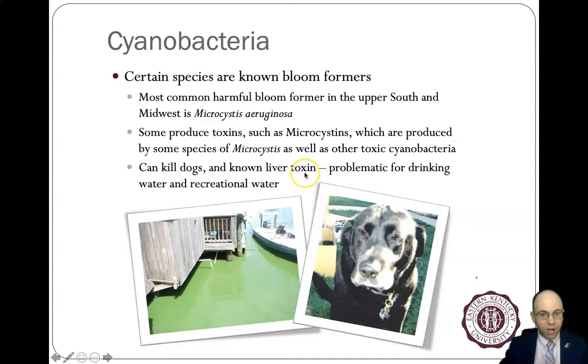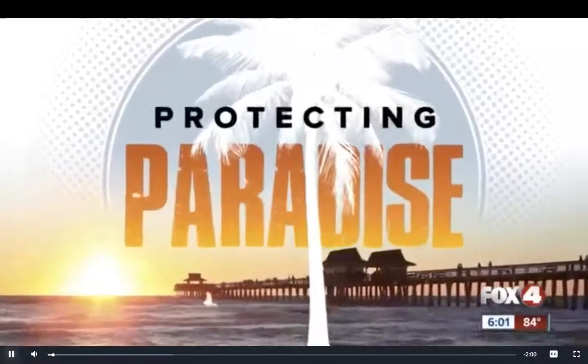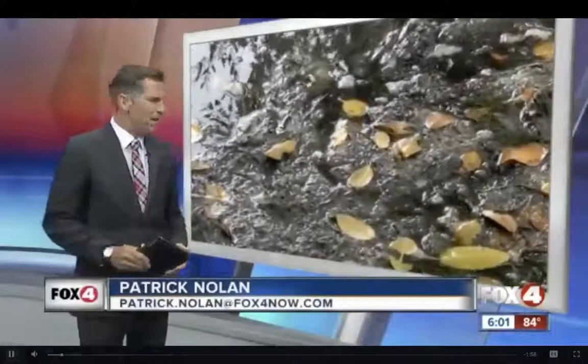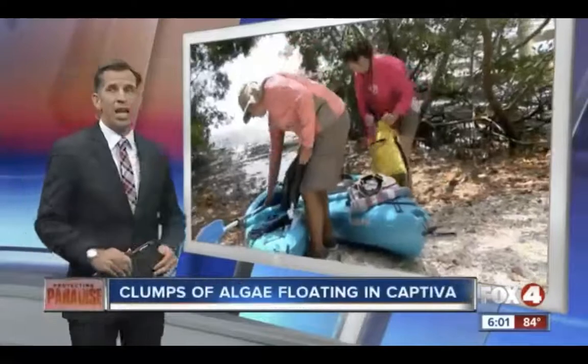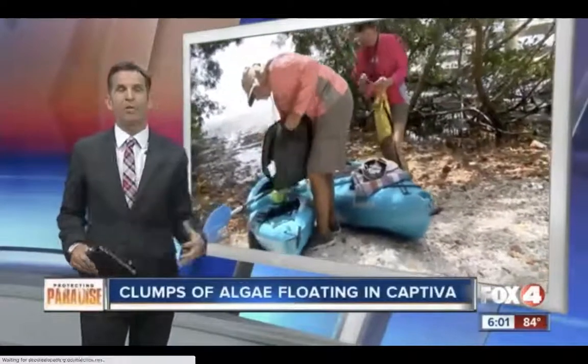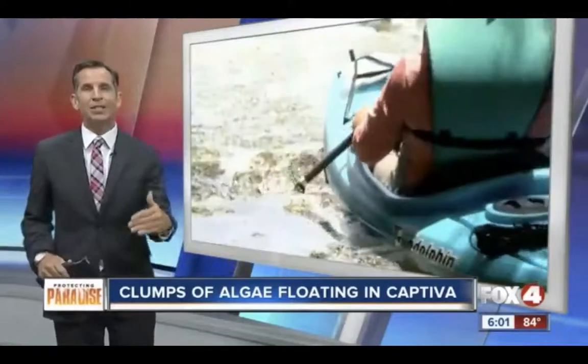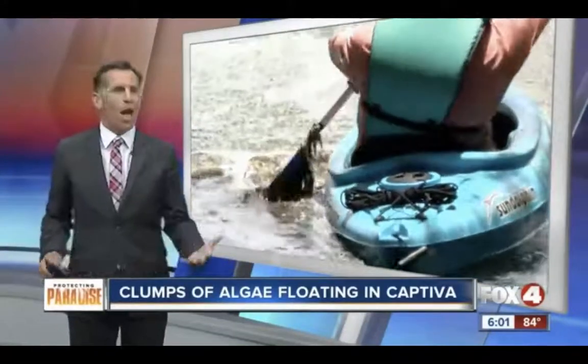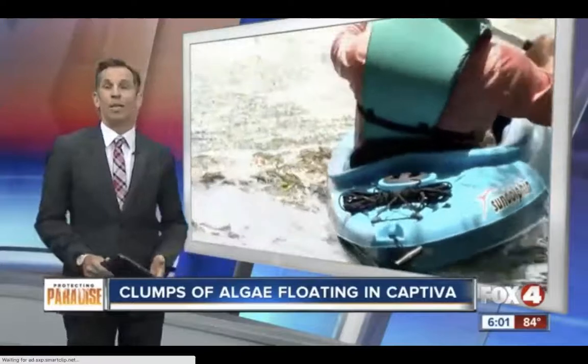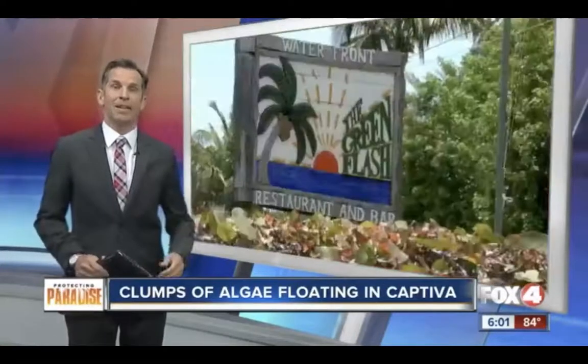Cyanobacteria produce a liver toxin that can be bad for us as people. So I'm going to pull up a couple videos here. We've got to talk about the waterfront in Captiva. A lot of people are saying this looks disgusting, and even smells worse, they say. These are big clumps of floating algae in the waters on the eastern edge of Captiva. So why are we seeing it now? And more importantly, a lot of people are asking, is this stuff toxic?